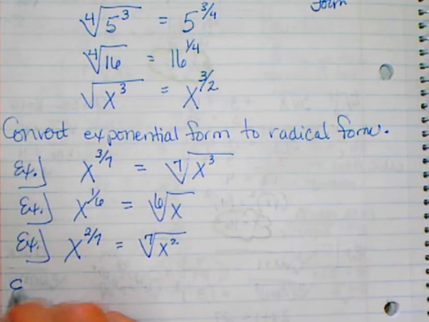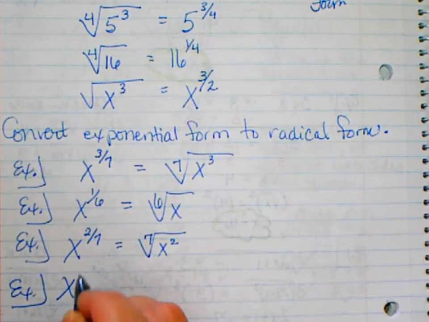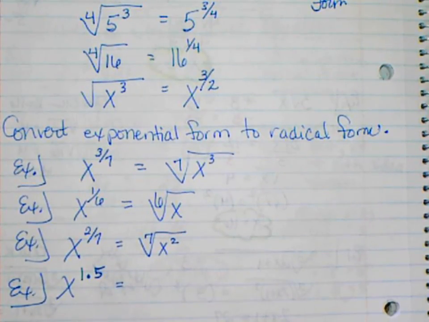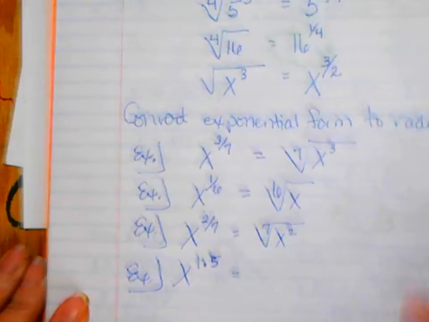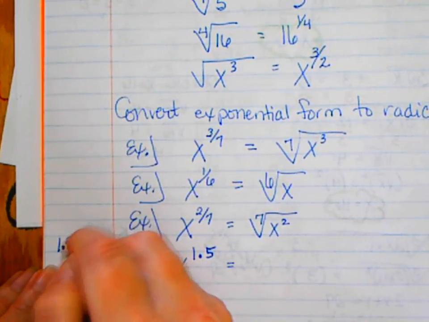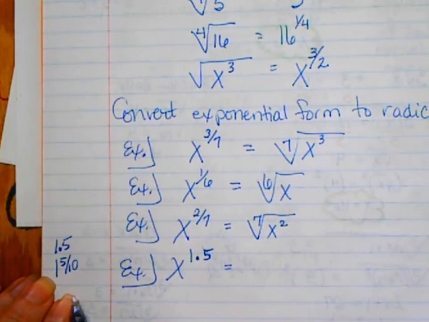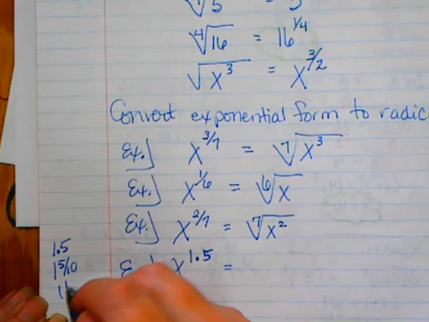How about x raised to the 1.5? Is that a fraction? It can be. So is a 1 maybe going to be an exponent and a 5 an index? No. Could I turn that into a fraction? Yeah. Okay, let's do that over here on the side. 1.5, isn't that the same thing as 1 and 5/10, which is the same thing as 1 and 1/2.